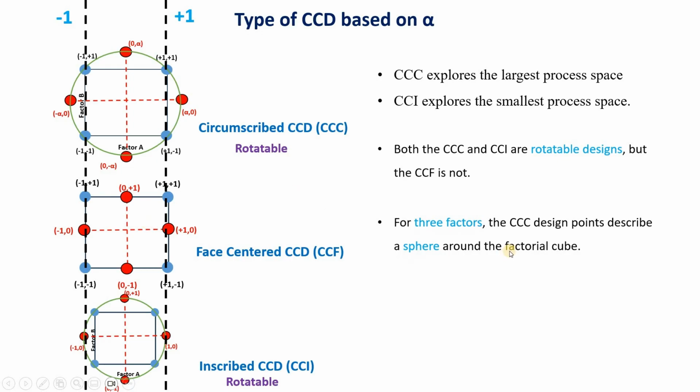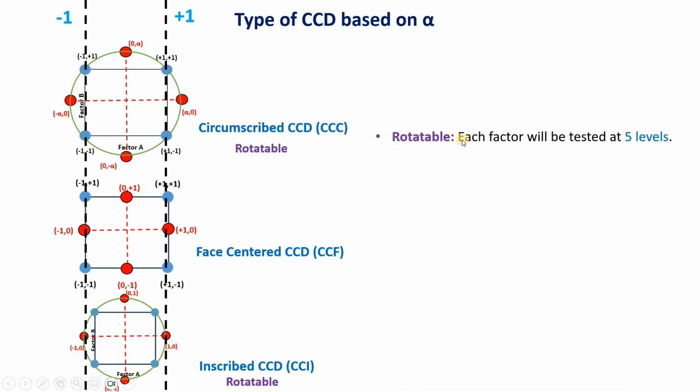So for three factors, CCC and circumscribed design points describe the sphere around the factorial cube. This means that if we have one more factor, then it will become a cube, so there will be a sphere around that cube. If we see that rotatable nature, each factor will have at least 5 levels. And if we see face-centered, each factor will have 3 levels.